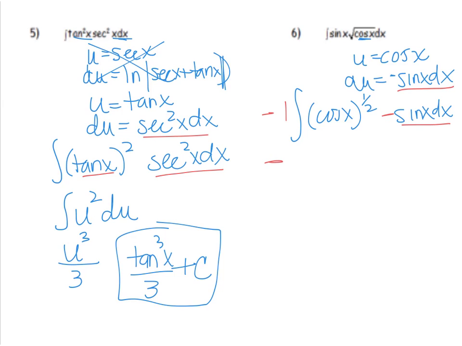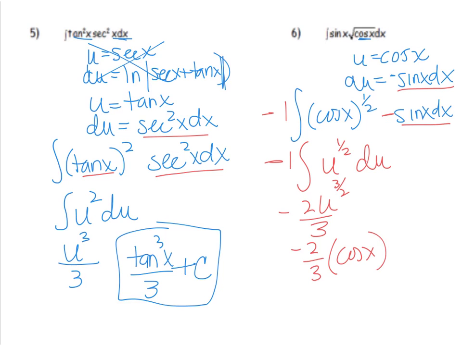Okay, so we're going to rewrite u to the 1/2 du, and that's going to be u to the 3/2 over 2/3. Don't forget the negative, and then rewrite it. Negative 2/3, u is cosine x, I just looked up there real quick, to the 3/2 power plus c.